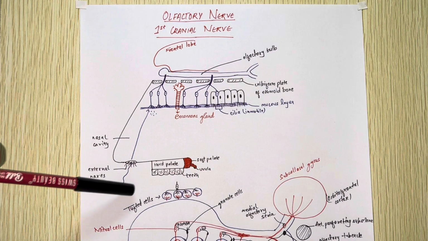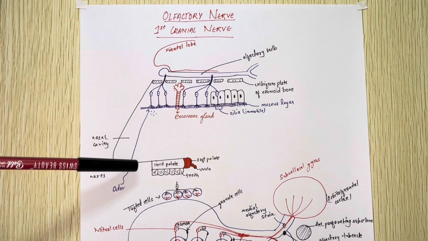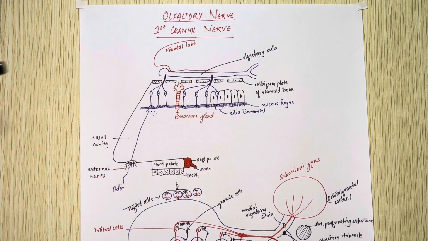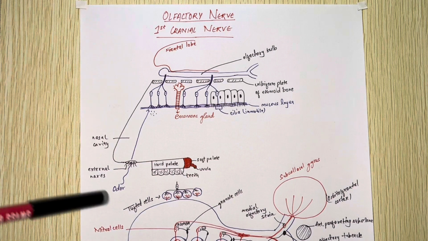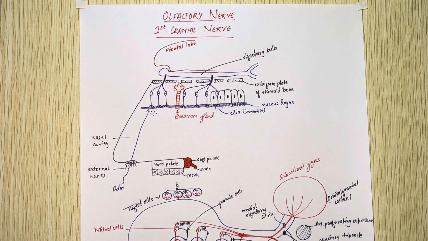When any kind of odor particle is sensed by the nose, it first moves through the external nose. Here it is the external nose, then it is going to move to the nasal cavity, and the odor particle will start dissolving into the mucus layer. Why is it important? Because right above the mucus layer there is a bipolar neuron having one dendrite and one axon extension. So these bipolar neurons are actually the olfactory neurons.